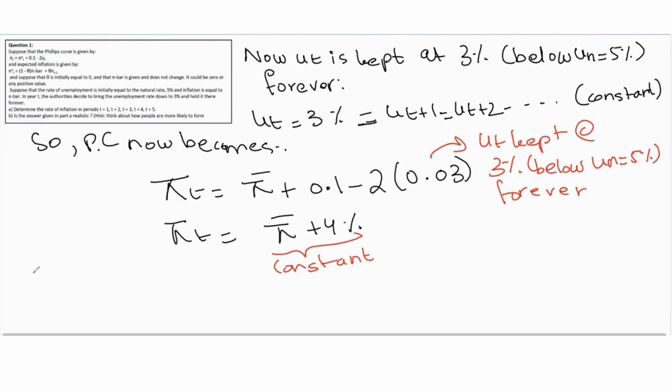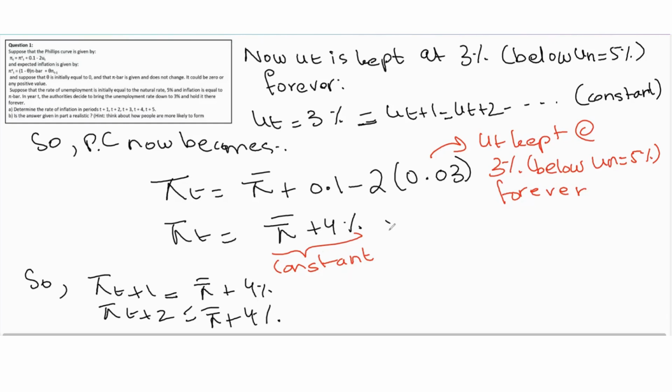So from here, what we notice is, if I want to see pi t plus 1, we have pi t is pi bar plus 4%, so we just forward this by one period, so we get pi t plus 1. But since pi t is constant, pi t plus 1 is also pi bar plus 4%. Pi t plus 2 is also pi bar plus 4%, because inflation at time t is constant, so when we forward this by one period or two periods, it's still constant, and so on. So pi t plus 2, pi t plus 3, all of them are pi bar plus 4%.